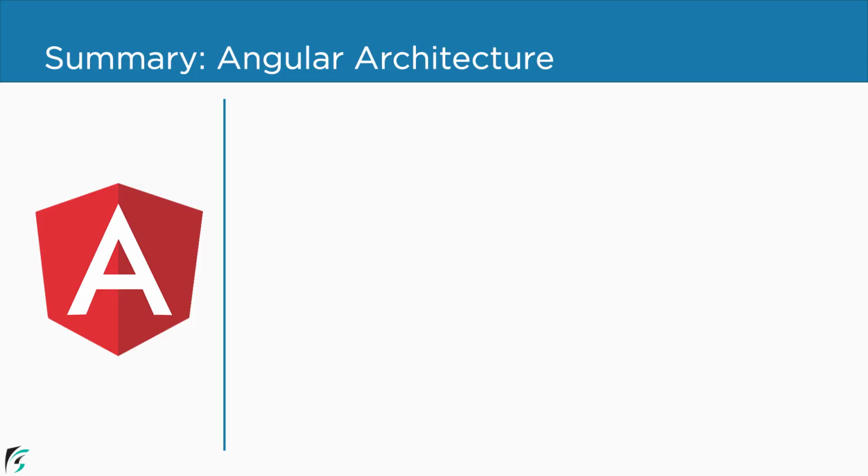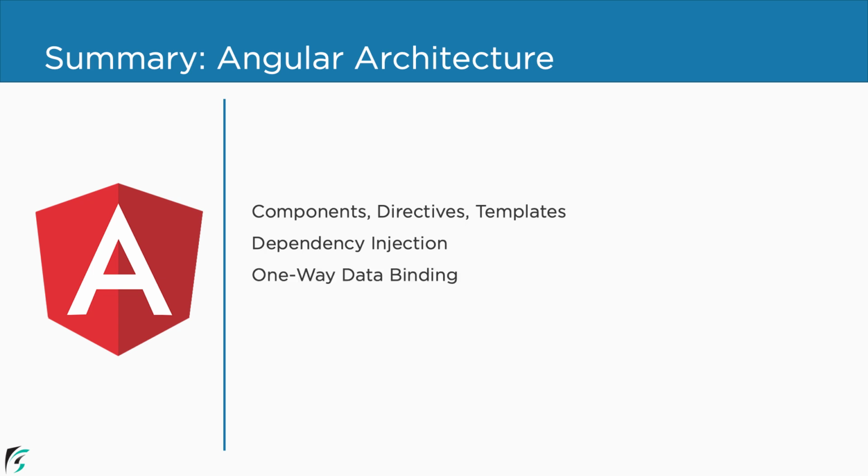Summarizing Angular's internal architecture, some things we need to remember are: Angular uses components, directives, and templates. Dependency injection is another key part. Angular does one-way data binding. It uses Zone.js to manage its change detection. And Angular supports multiple rendering targets, so it's usable for more than just building websites.